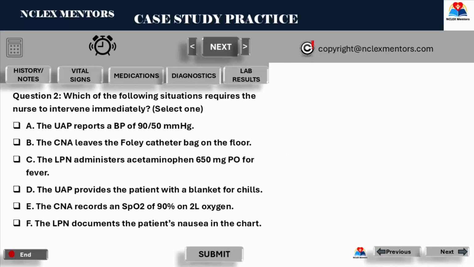Question 2. Priority intervention. Which of the following situations requires the nurse to intervene immediately? Here are your options. The first option is, the UAP reports a BP of 90/50. The second option is, the CNA leaves the Foley catheter bag on the floor. The third option is, the LPN administers acetaminophen 650 milligrams PO for fever. The fourth option is, the UAP provides the patient with a blanket for chills. The fifth option is, the CNA records an SpO2 of 90% on 2L oxygen. The sixth option is, the LPN documents the patient's nausea in the chart. Take a few seconds to think.